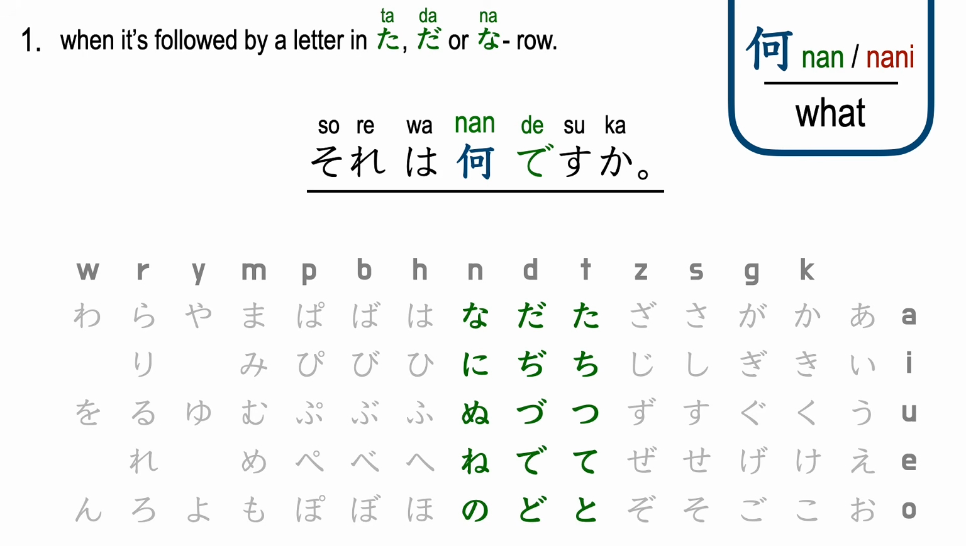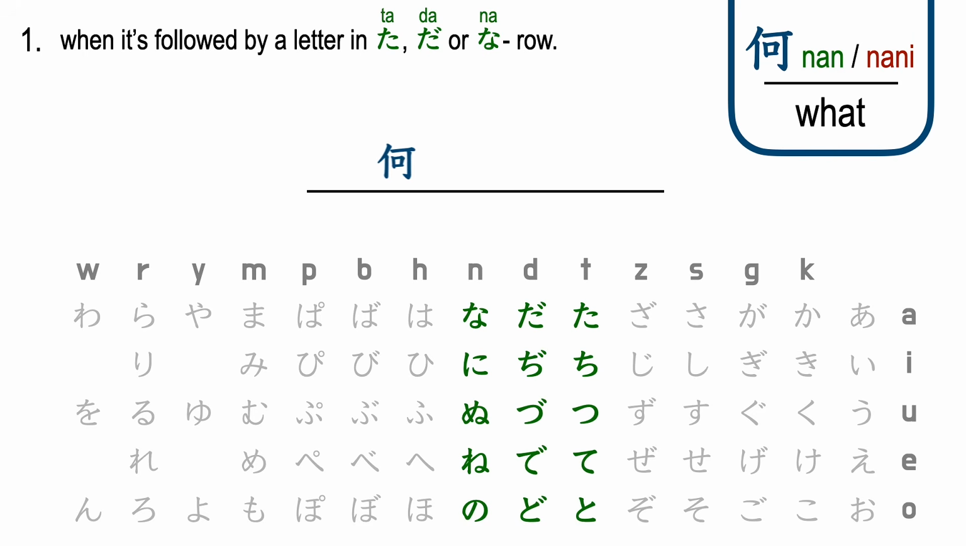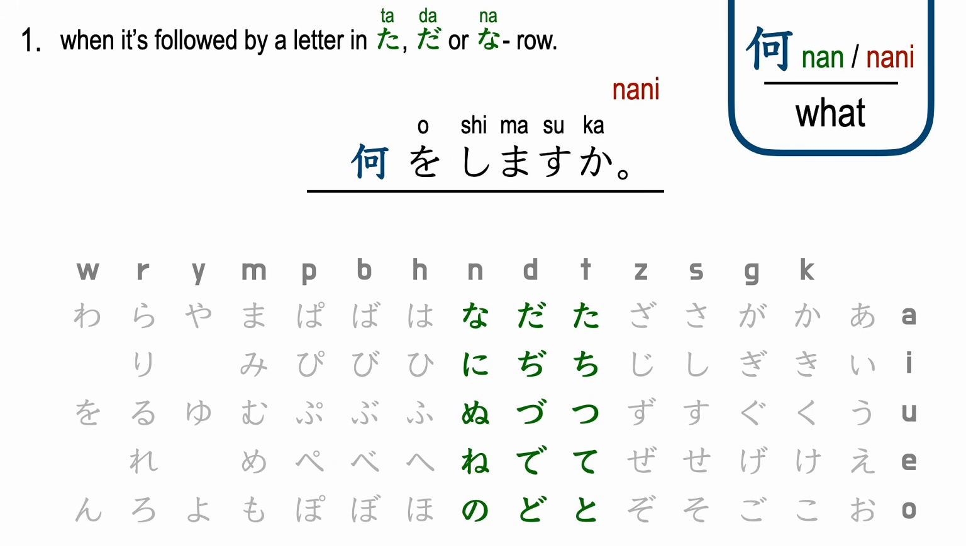それは何ですか? Another example. What will you do? This time, o follows. And o is not one of the letters in the list. So it's pronounced as nani. 何をしますか?